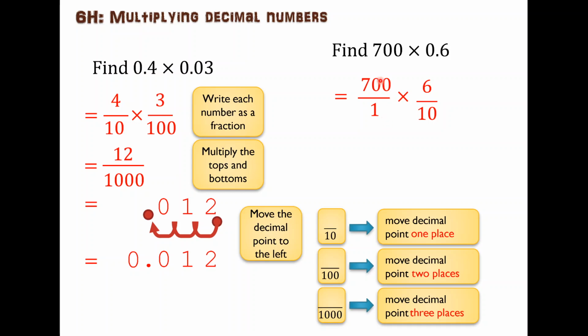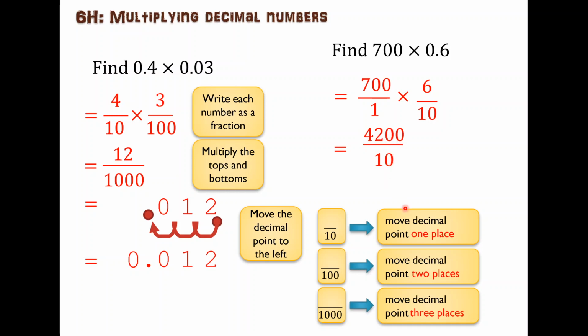All right, so now I can multiply the tops. The top is 700 times 6, which you can do with multiplication, short multiplication, or you can do 6 times 7, which is 42, and add these extra zeros back. So 6 times 7 is 42, and add those extra 2 zeros. The bottom just says 1 times 10. 1 times 10 is 10. So the answer is 4,200 divided by 10.